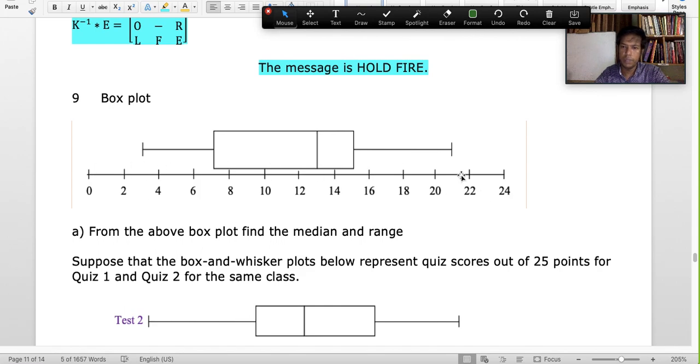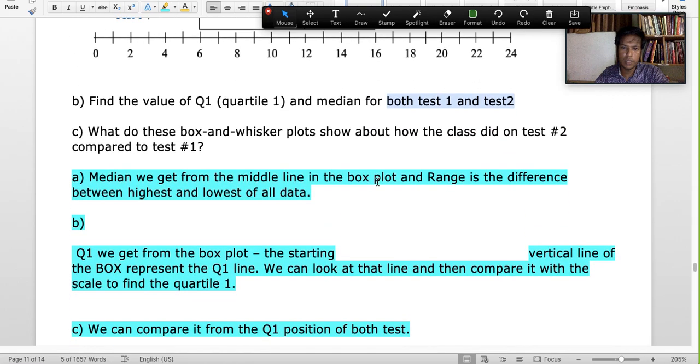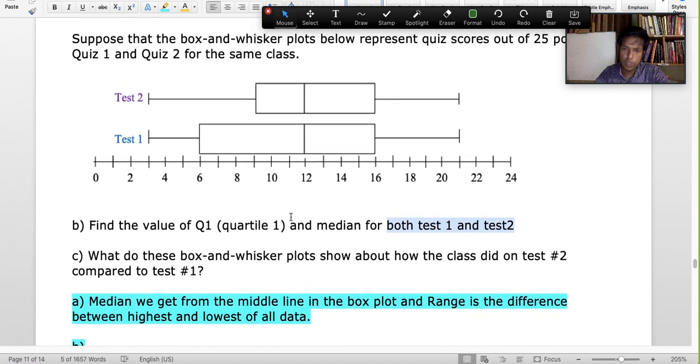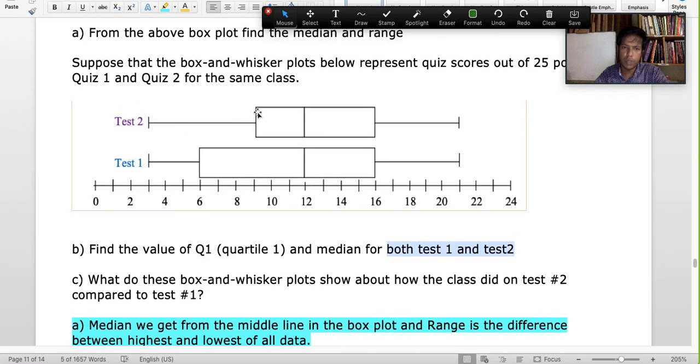So this thing we can just subtract, and then that's the range. So which test is better? Which test is better here? Test 2 is better, because most of the students have done very well, or 75% of the students actually scored more than 9 in Test 2, but in Test 1, to get the same number of students, we have to come down to score 6, which is less. Score 6 is less.